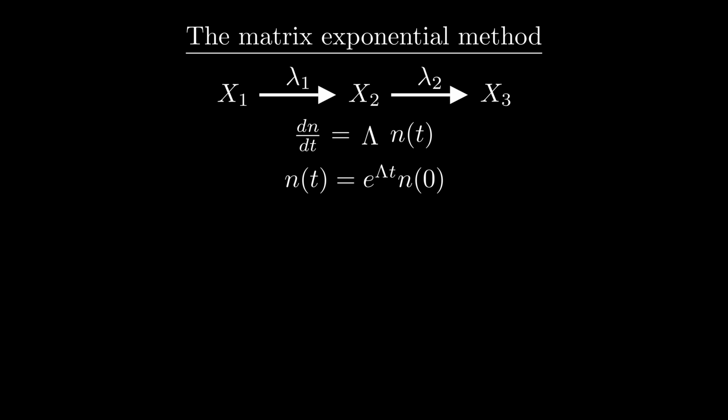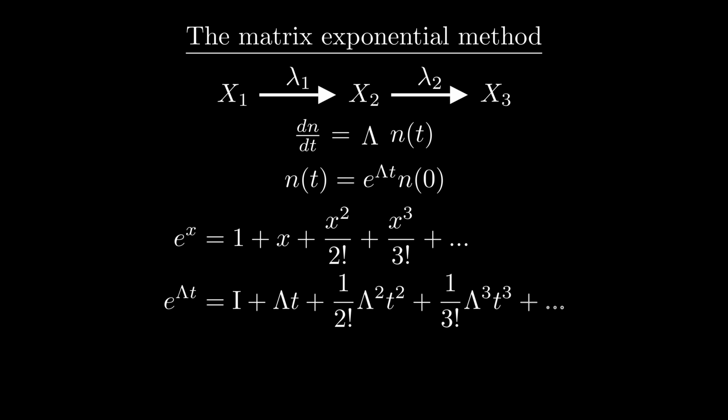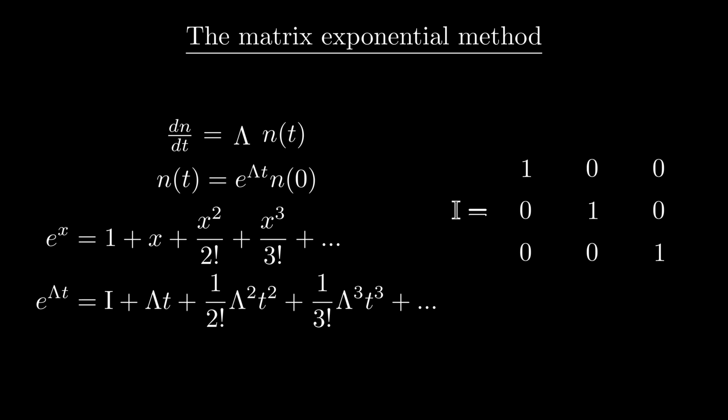Now, the matrix exponential is something that we can solve with a computer through the following process. Recall that we can take the Taylor expansion of e to the x about x equals 0 as follows. It's equal to 1 plus x, plus x squared over 2 factorial, plus x cubed over 3 factorial, and so on. Well, a similar expansion can be written for e to the lambda t as follows. It's the identity matrix with the same dimensions as lambda, plus lambda times t, plus 1 over 2 factorial times lambda squared, t squared, plus 1 over 3 factorial times lambda cubed, t cubed, and so on. With the identity matrix just being a square matrix with 1s on the diagonal and 0s in all other positions.